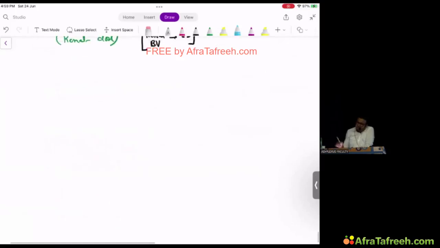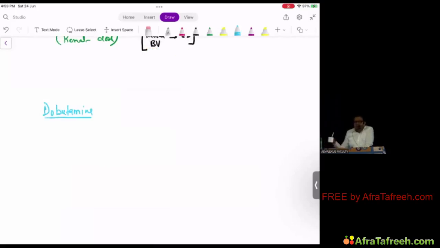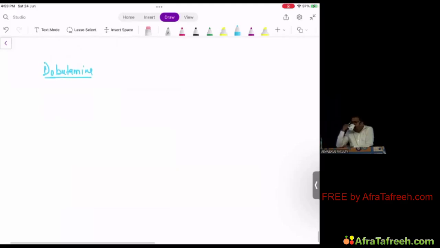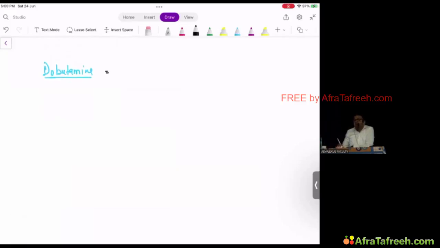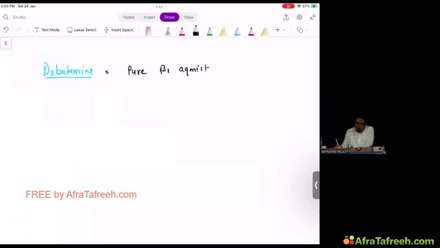Next drug is dobutamine. Dopamine is over, dobutamine is the next. Dobutamine, it's a pure beta 1 agonist. Beta 1. Present where? Where is beta 1 present? So it's a cardiac stimulant.